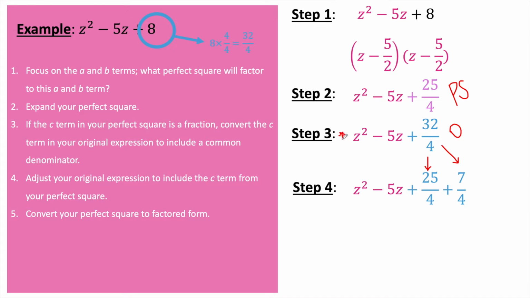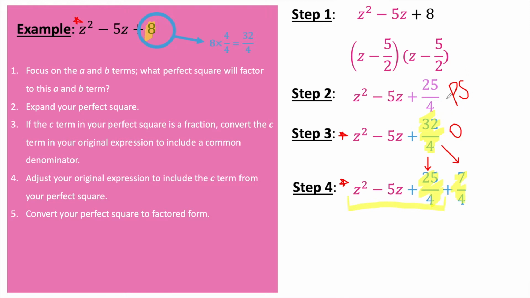This expression and this expression are all equivalent. The only difference is how I've written the c term. Here it was simply an 8. Here it was 32 over 4. Remember, that's equal to 8. And here it was 25 over 4 plus 7 over 4, which is equal to 32 over 4, which is equal to 8. So now I have my perfect square in standard form as a part of my original expression.